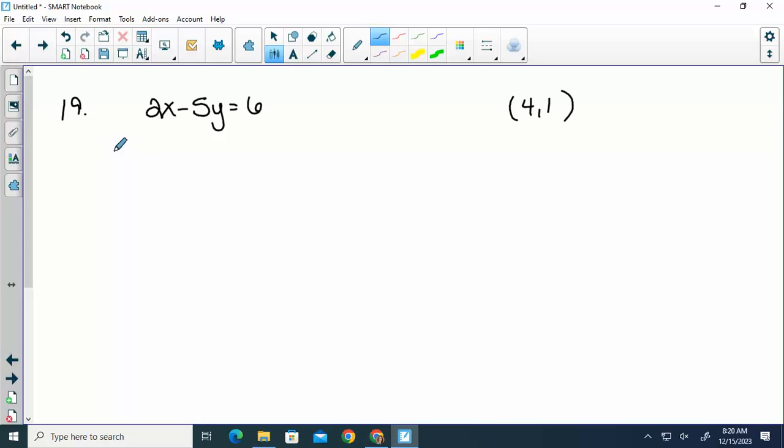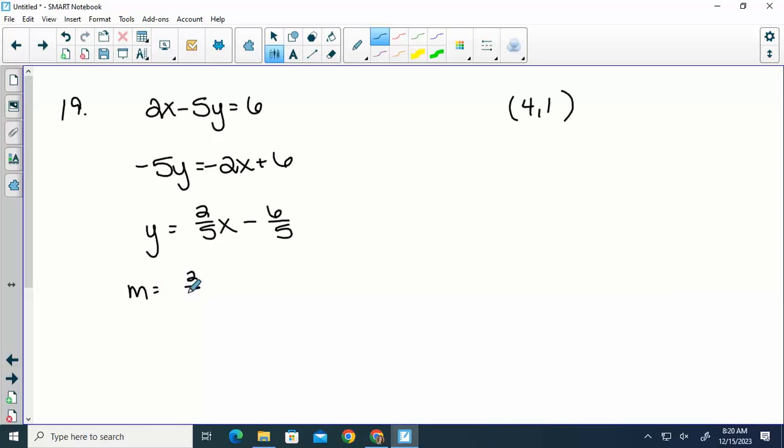If I said parallel, what would that mean? Same thing. Same slopes. Okay, if I want to find the slope, we have to get it in slope-intercept form, y equals mx plus b. So if we subtract our 2x, divide everything by negative 5. So the slope of this line currently is 2/5.